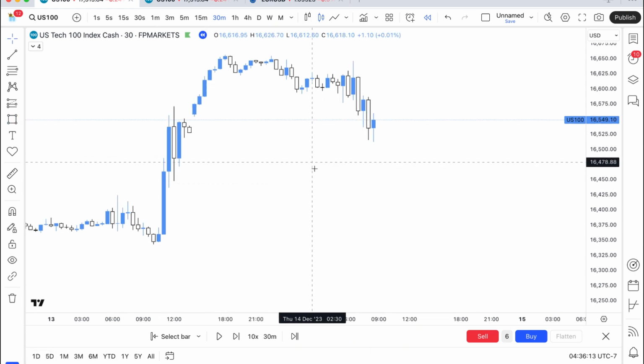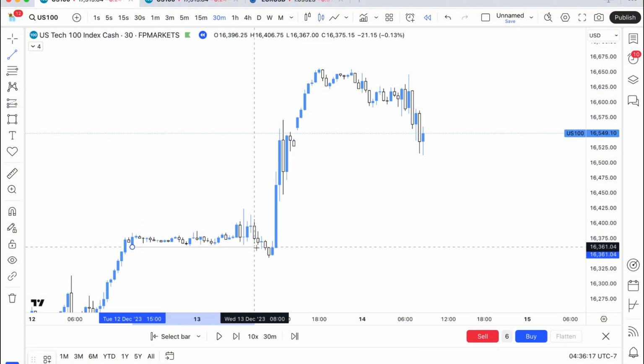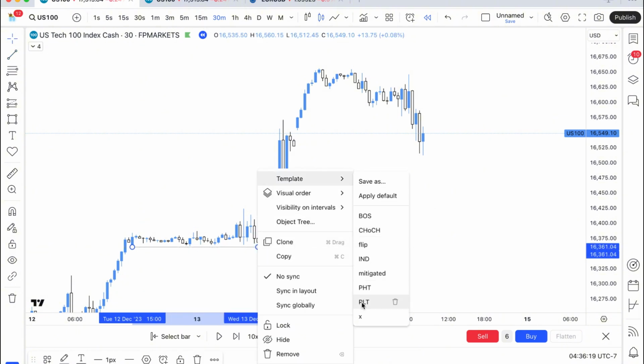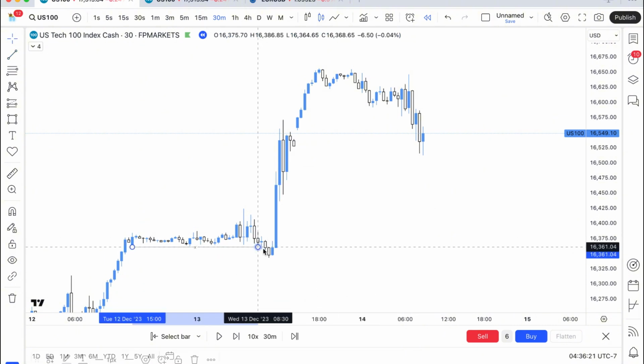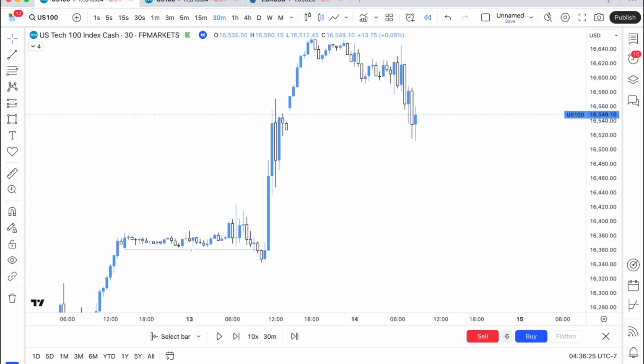All right, so what we see here is, first things first, we see a sweep right over here. Okay, so this to me signifies that this is a demand zone. There's two things here.